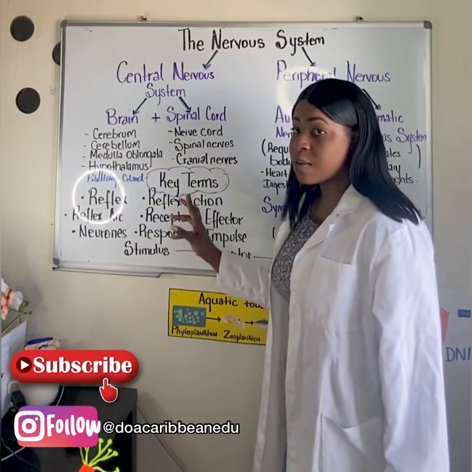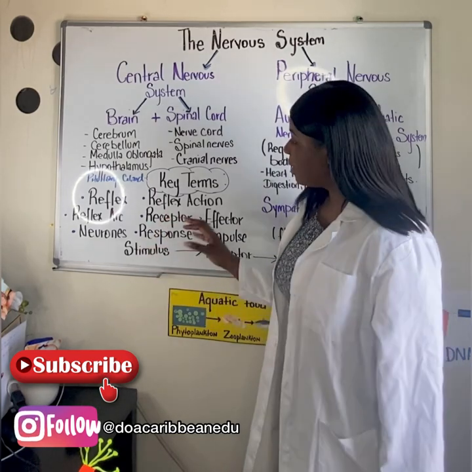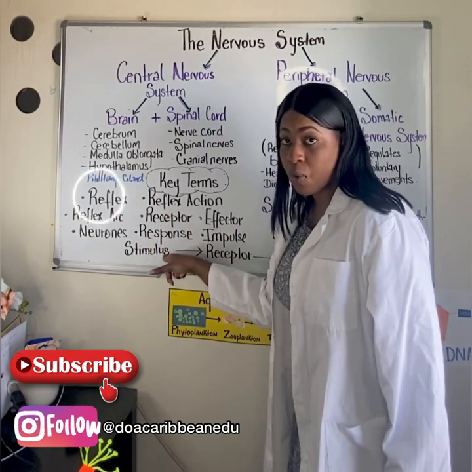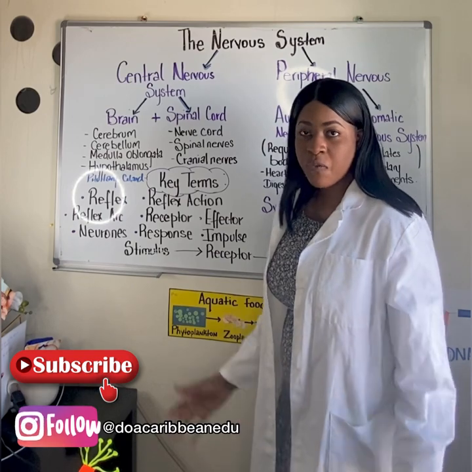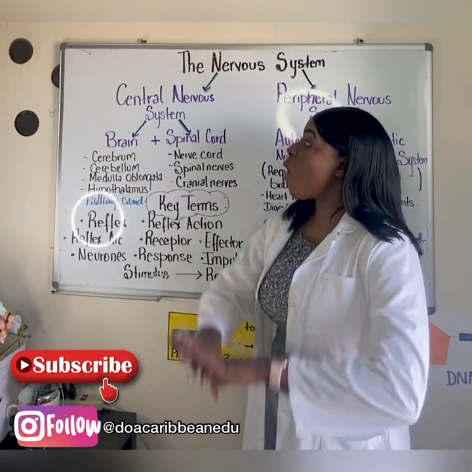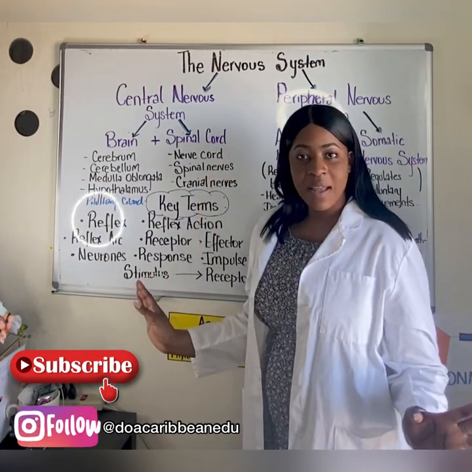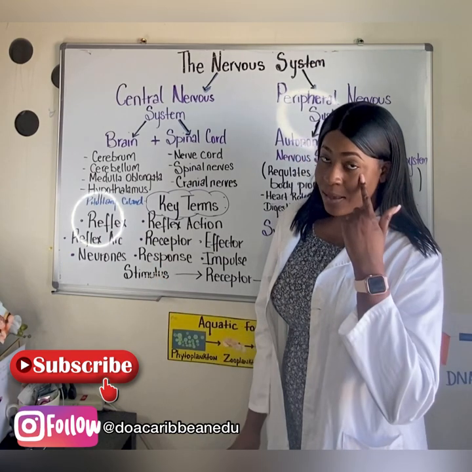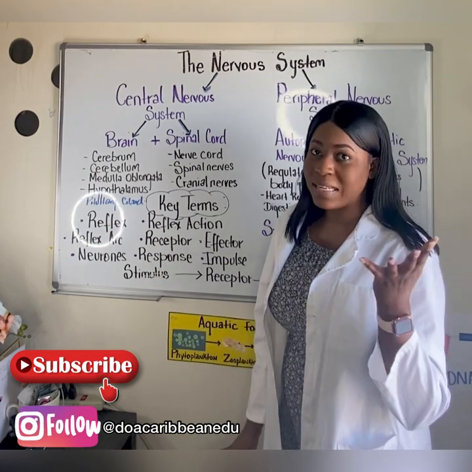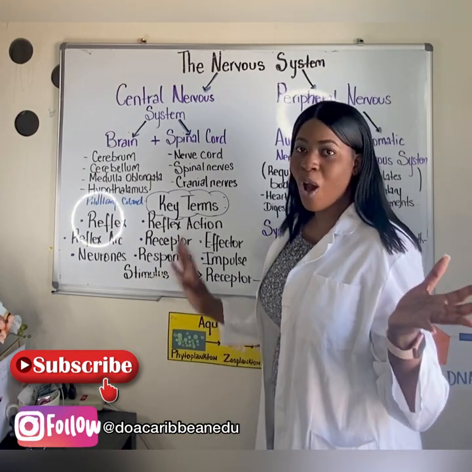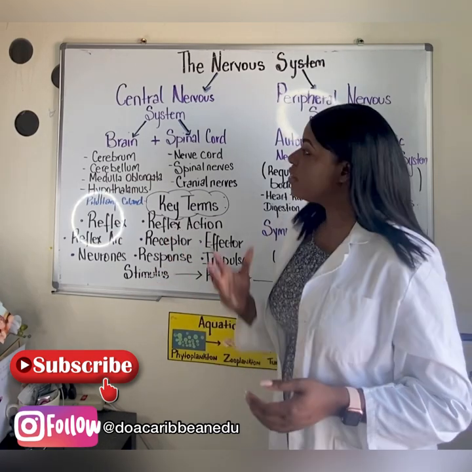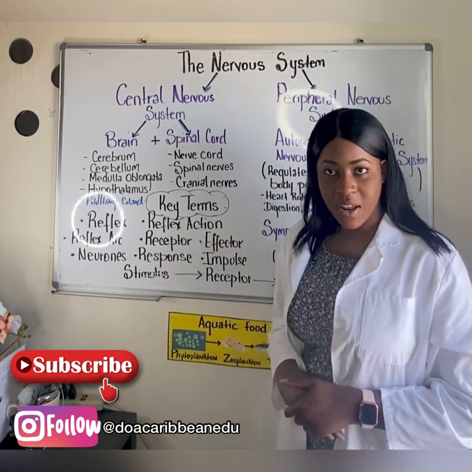A receptor is a specialized cell that detects changes that occur in our environment. For example, I am in a well-lit environment and receptors in my eyes, like the cones that detect light and color, enable me to see and make this video.